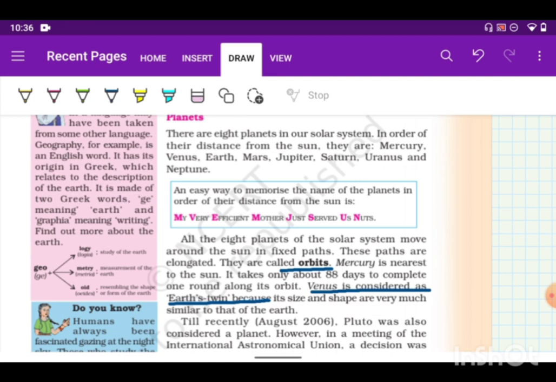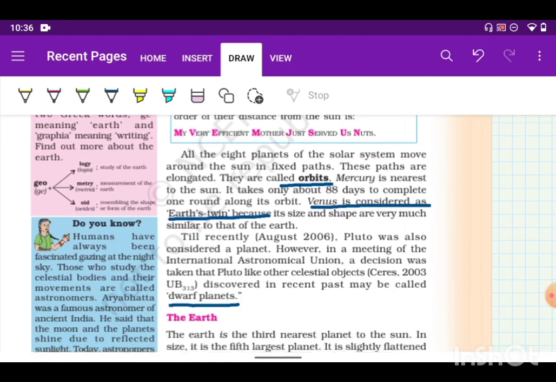Next, what is an orbit? An orbit is a fixed path along which the planets revolve around the sun. All 8 planets of the solar system move around the sun in fixed paths. These paths are called orbits. Mercury is the nearest one, which takes only about 88 days to complete one round along its orbit. But the Earth takes almost 365 days to complete one round along its orbit.